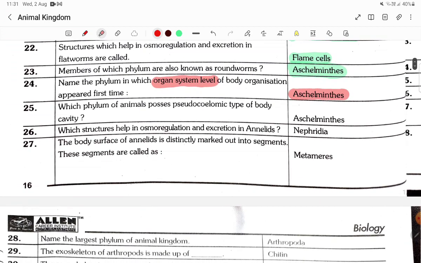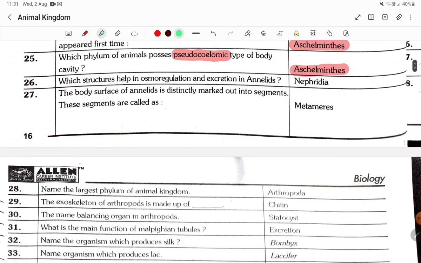Question number 25, which phylum of animals possess pseudocoelomic type of body cavity? So Aschelminthes have pseudocoelomic cavity. Question number 26 is, which structure helps in osmoregulation and excretion in Annelida? So nephridia is present in Annelida for the function of osmoregulation and excretion.